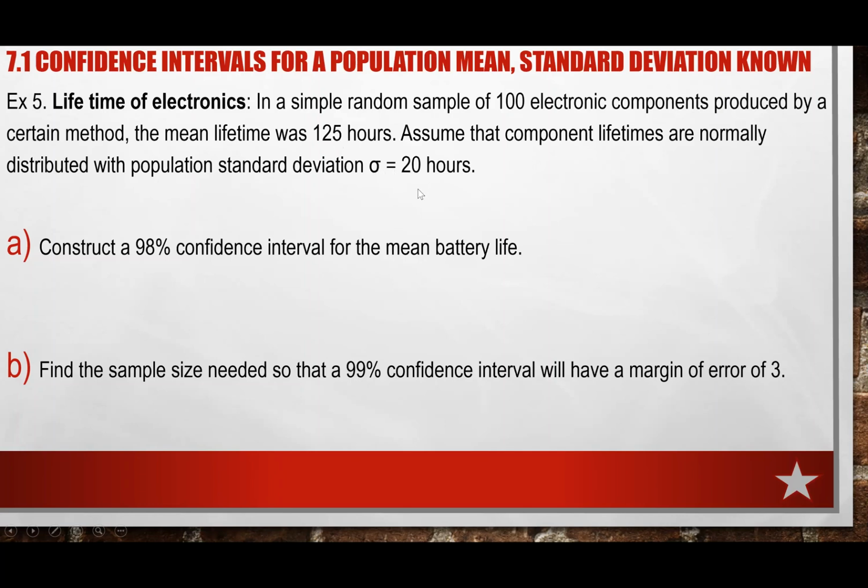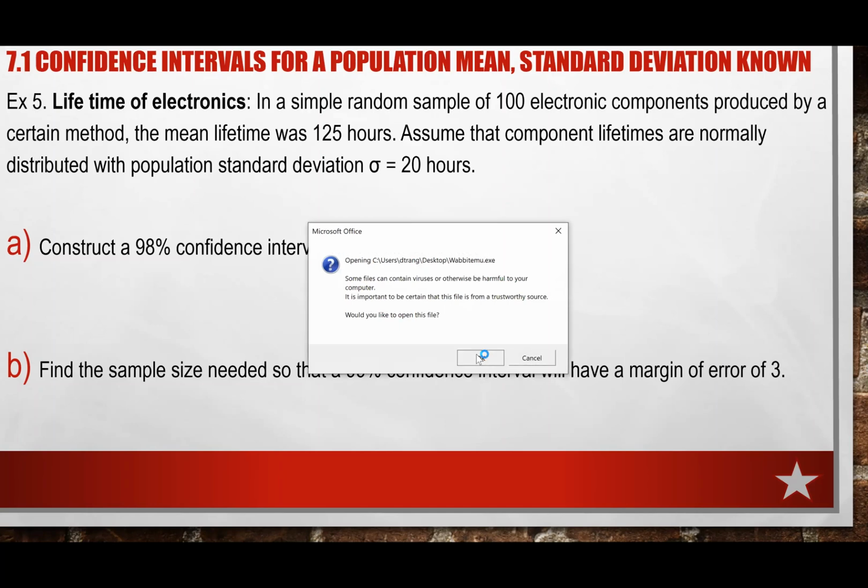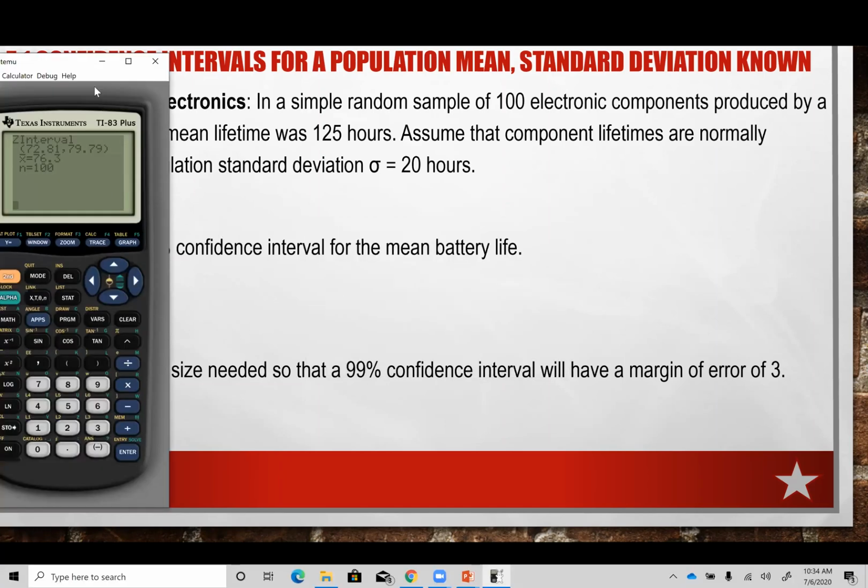Looking at this, we can use our calculator. Do you agree that I can use my calculator here to calculate everything I need, which is the confidence interval they want? You hit stat, go over to your test, and then you go down to your Z interval.